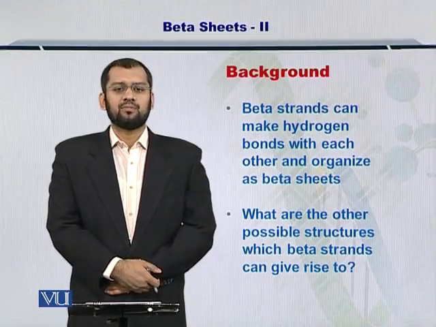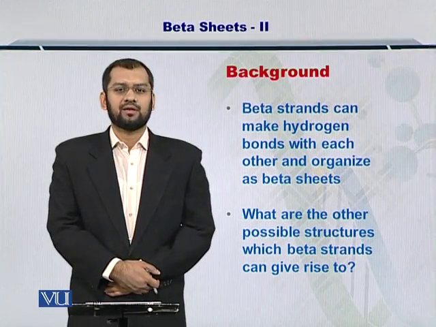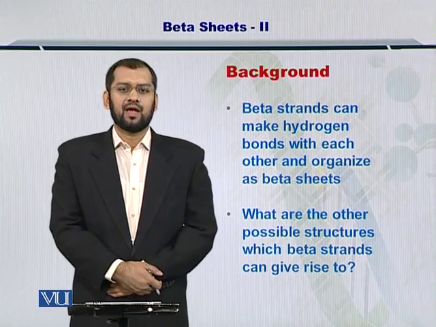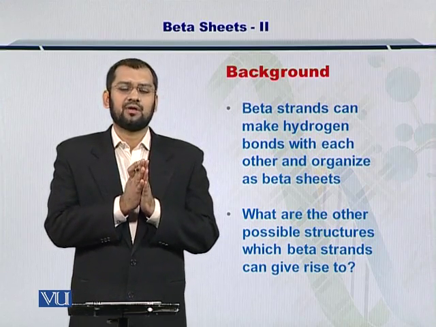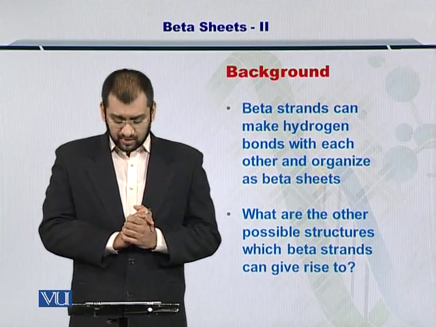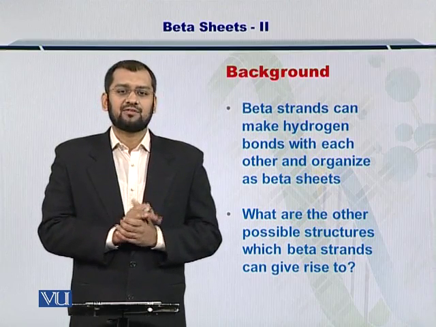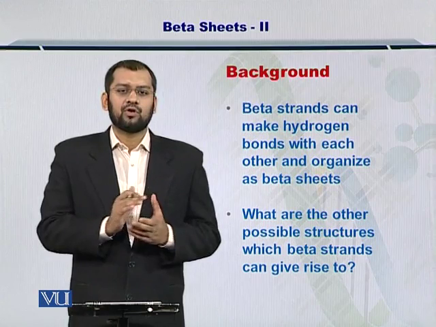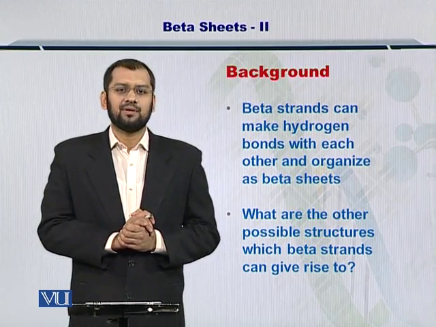Beta sheets are formed with the help of beta strands that come together and are about 5 to 6 amino acids in length at least, and that they come with the other strands, and hence a beta sheet is formed. So what are the other possible structures which these beta strands can give rise to? So we're going to look at two of them, that is the beta barrels and the beta sandwiches.